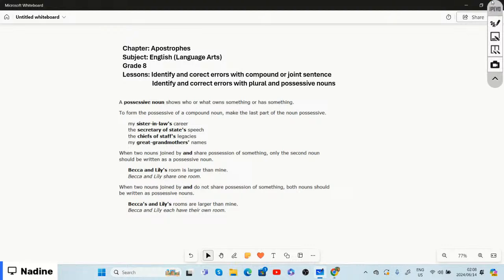All right. So we're going to use these words and identify how we can form the possessive of a compound noun, right? And remember, when we make a compound noun possessive, the last word, the last part of the noun, is the one where we put the apostrophe and the s.